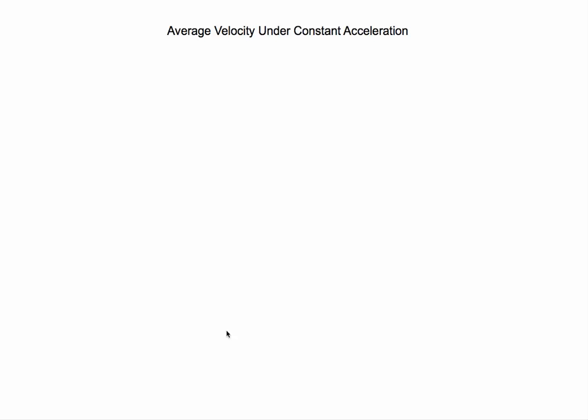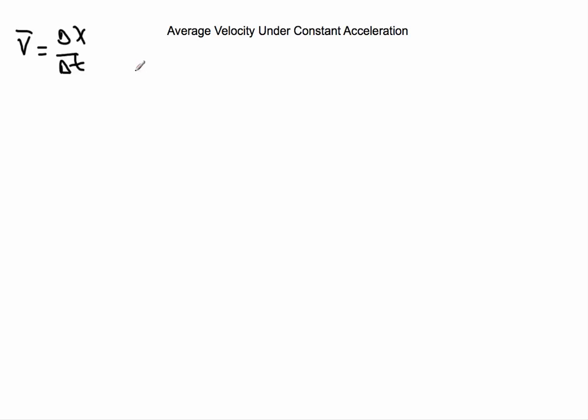This video will discuss the average velocity when an object is undergoing constant acceleration. Now, average velocity is defined as the displacement divided by the time interval, although it can also be thought of as an average of velocities, but only under some circumstances. So let's take a look at a particular situation.